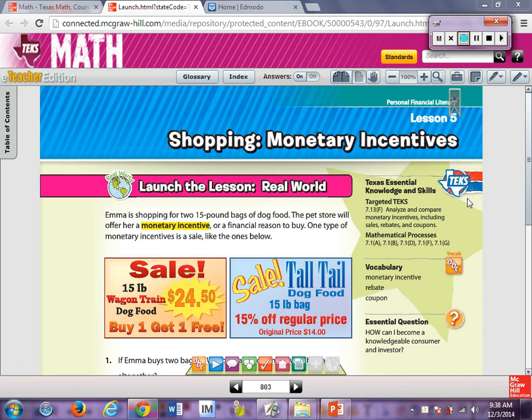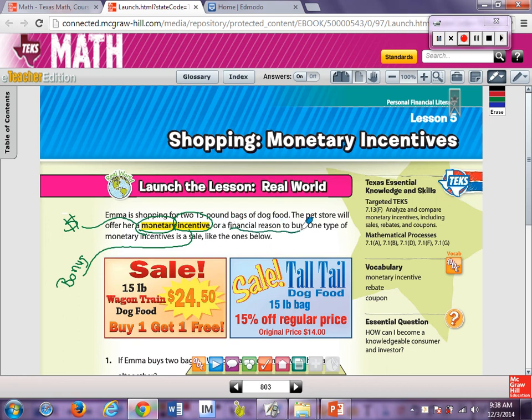Now, first of all, we have to define what the word monetary incentive means. The word monetary that we have over here has to do with the word money. So that's an easy way to remember that. Monetary has to do with money. Incentive is usually some kind of bonus or perk or something really good. So basically, what you're going to be doing is talking about what are the best ways to spend your money. Another way to explain it is also called the financial reason to buy something. Usually if something's cheaper or you get more for a certain price are financial reasons to buy something.